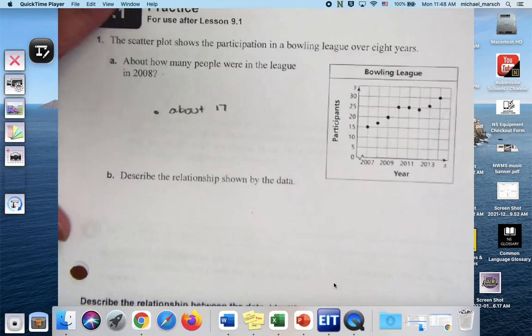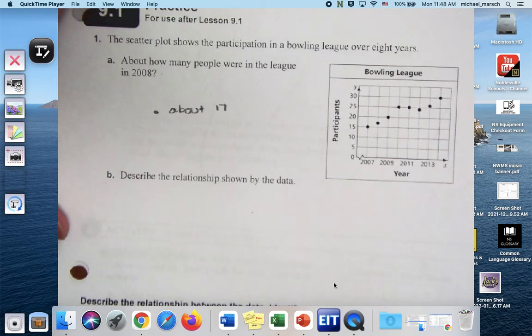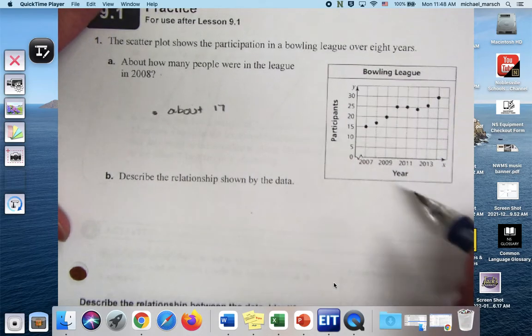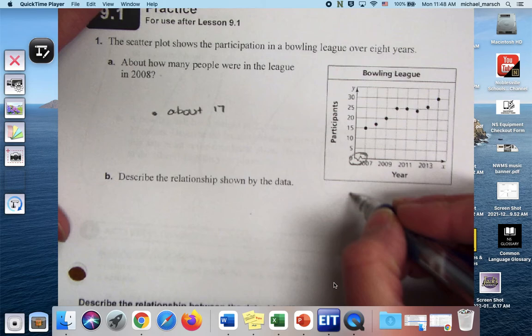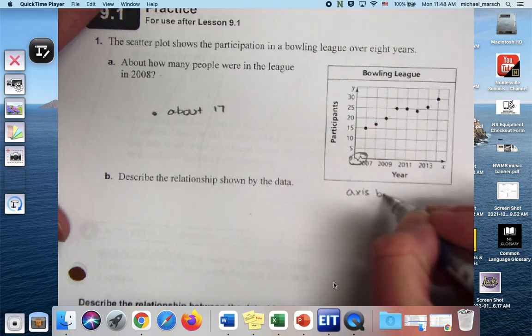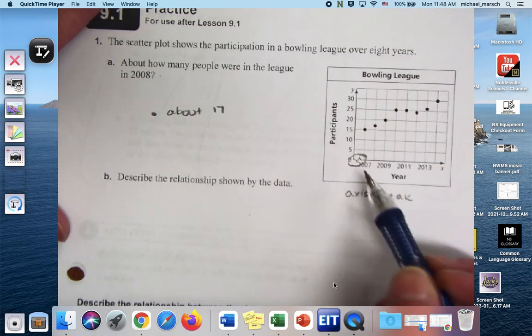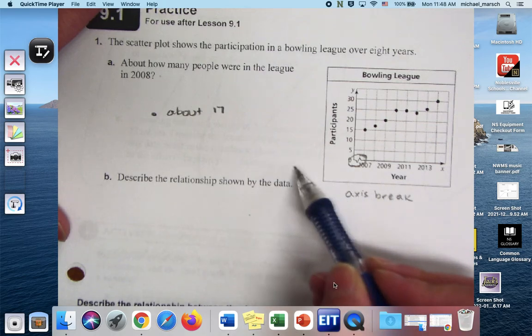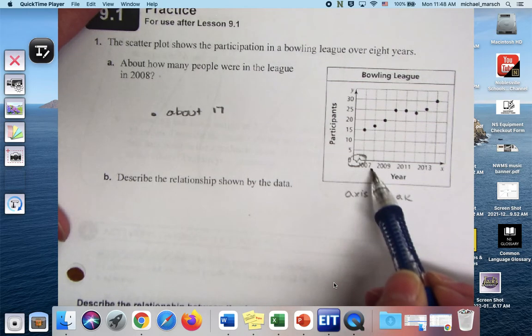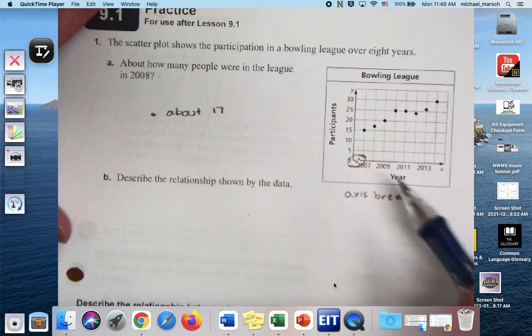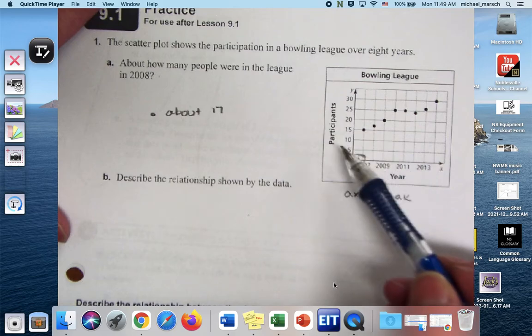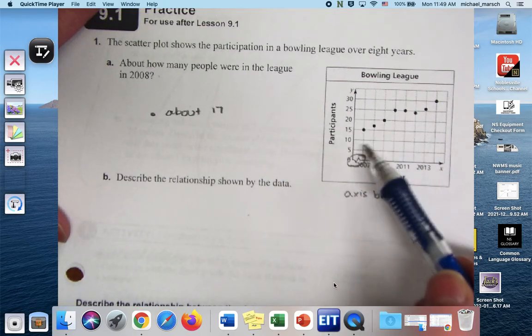Okay, I don't know if we talked about this on Friday, but this is called an axis break. All that does is jump so we don't have to show all the years leading up to 2007. It just says, hey, we're going to start here, knowing that we didn't list every single year up until then, because this must have been when the league started.